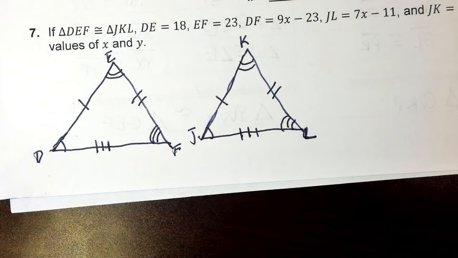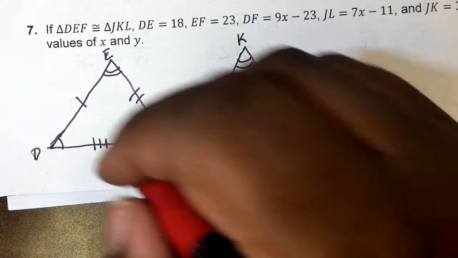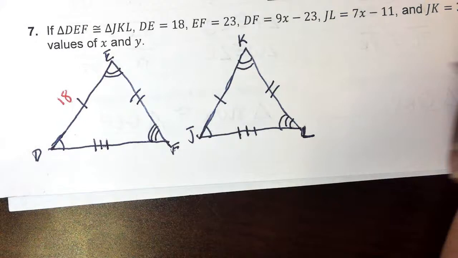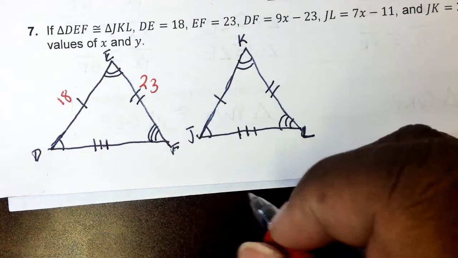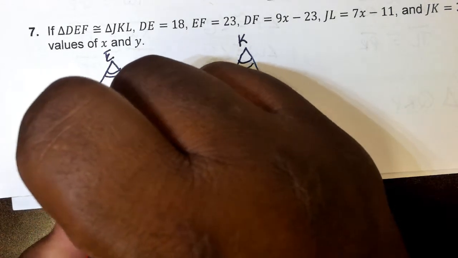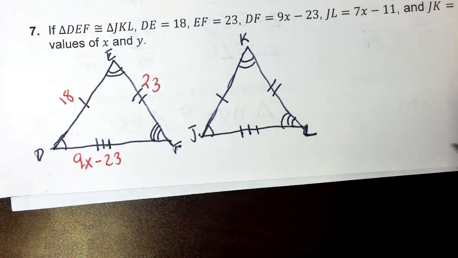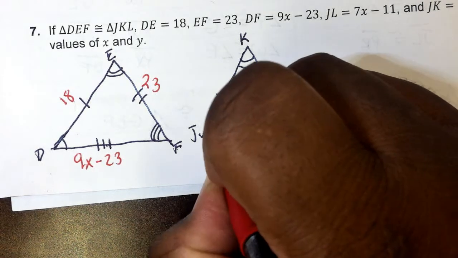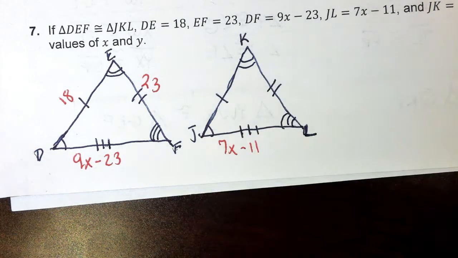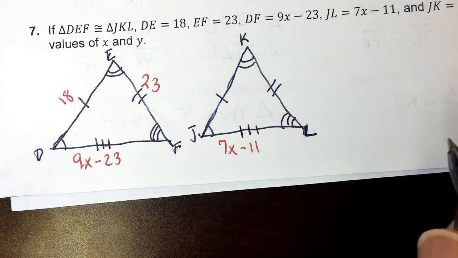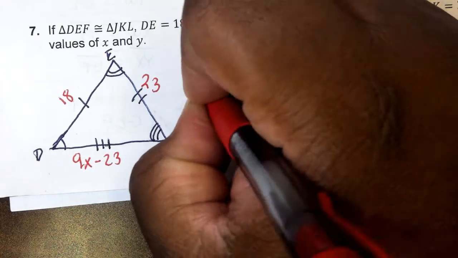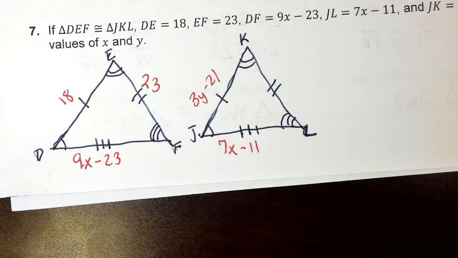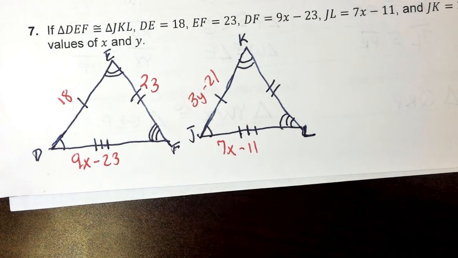Now I'm about to label. DE was equal to 18, EF was 23, DF 9x minus 23, JL 7x minus 11, and JK 3y minus 21. Faith, how do I solve for x?